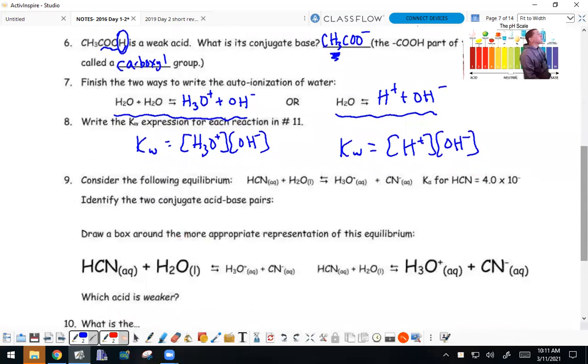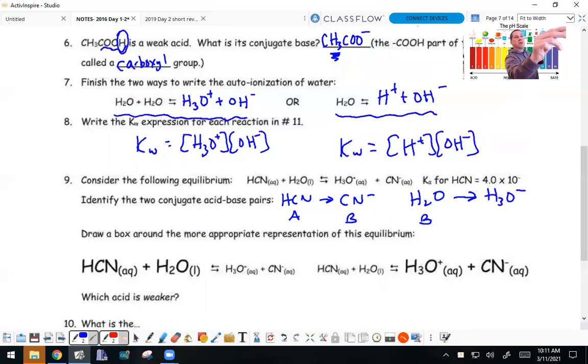Consider the following equilibrium. HCN plus H2O is in equilibrium with H3O plus and CN minus. Identify the two conjugate acid base pairs. So HCN is an acid, and its conjugate base is what's left over when you remove an H plus. Water then must be the base that's accepting the hydrogen, and it becomes H3O plus, its conjugate acid, so acid-base pair. And whether you're going left or right, you can see they're the same acid-base pairs.